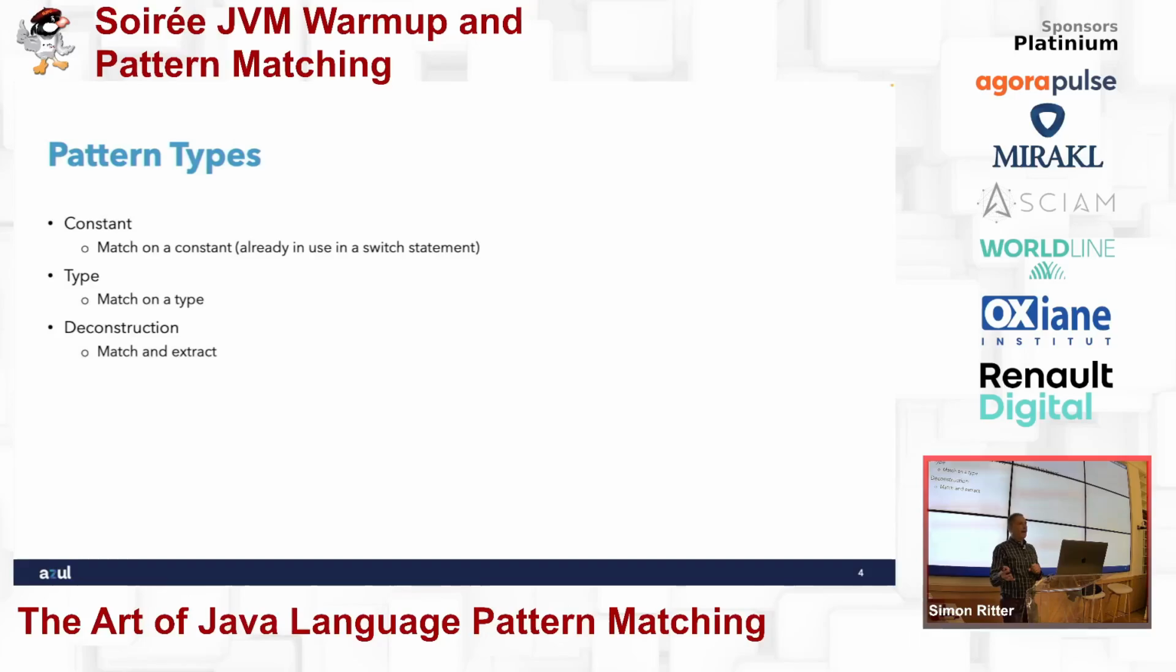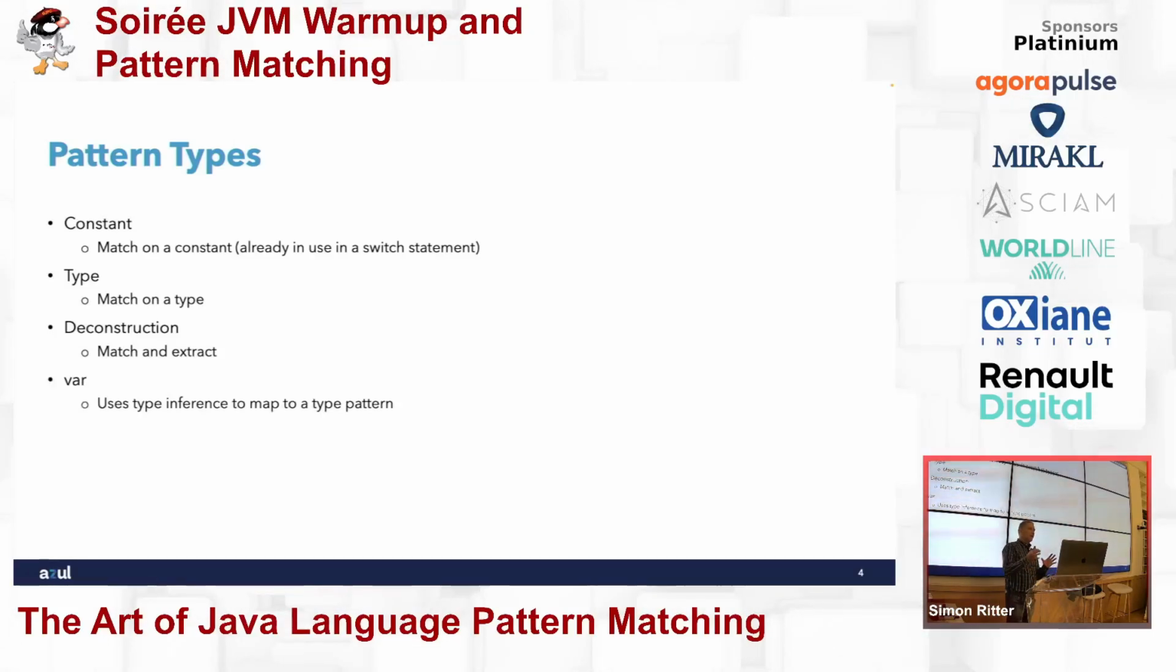There is a deconstruction pattern, which is sort of an extension of the type pattern, because you match against the type, but then we also extract some information from it. And we'll see some good examples of that later on. Then we have the var pattern type, which is where we use type inference to map to a specific type. And that's related to the feature that was introduced in JDK 10, local variable type inference. Now we have var in Java, so we don't have to provide an explicit type. We let the compiler infer it for us, and we can use that in our patterns.